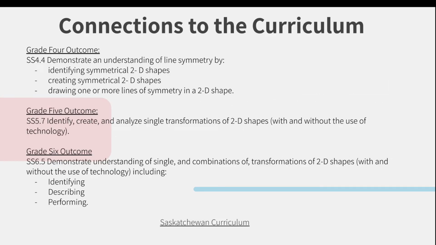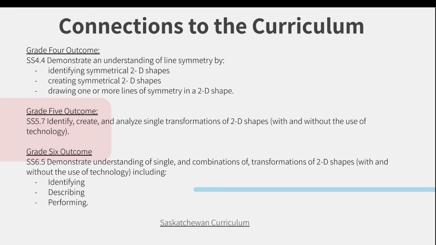Next, we're looking at the connections to the curriculums. So we found a couple in the grade 4 outcome, the grade 5 outcome, and the grade 6 outcome. Most of them are looking at, again, those 2D shapes and identifying, creating, and analyzing those single transformations like we talked about before, like our translations and our gliding ones and all of that. You're also looking at creating symmetrical 2D shapes, identifying them, describing them, performing them, and looking at where we can see those in the world around us.